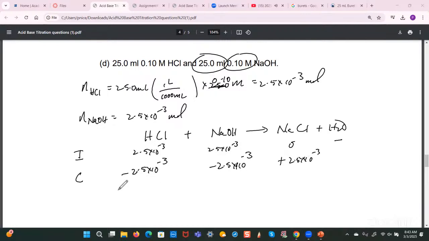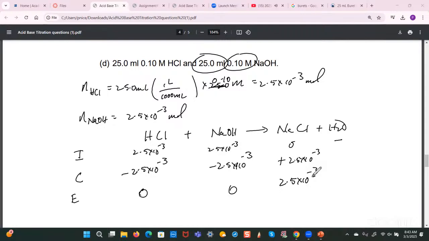So what would be the result of all this? No hydrochloric acid present, no sodium hydroxide present. The only thing that will be present at this point would be the sodium chloride, which would be 2.5 times 10 to the minus 3. All right? So basically, we're at the equivalence point where all the hydrochloric acid that is present will be reacting with the sodium hydroxide that is added at this point.